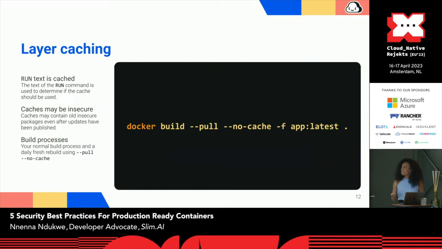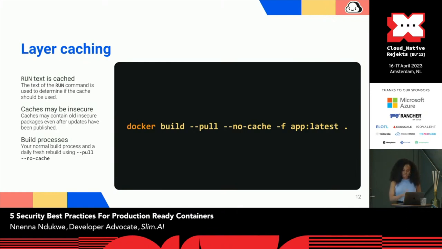And if you want the benefits of caching and to get the security updates within a reasonable amount of time, first you would use the normal build process for when you want to release new code. And then the second is every night you would rebuild your container image from scratch using docker build --pull --no-cache. That will ensure that you have your security updates.